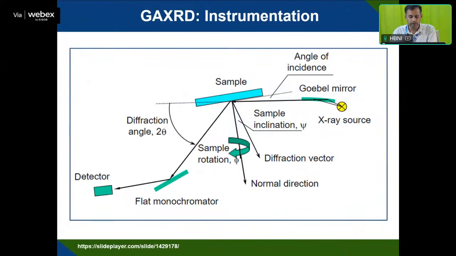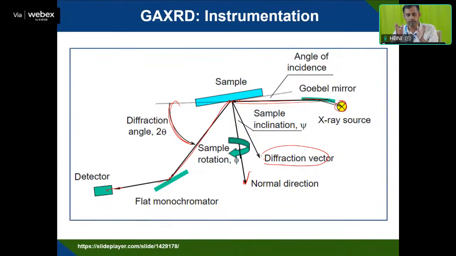Now if you see the instrumentation part, you have an X-ray source here, and that is falling on a Göbel mirror. From there it will go to the sample surface. You can see the angle of incidence is very low, and here is the sample diffraction normal vector, and the diffraction wave vector is here. By rotating, the 2 theta position can be changed, and it will fall onto the monochromator. From there it goes to the detector: from the source to the sample, then to the flat monochromator, then to the detector.